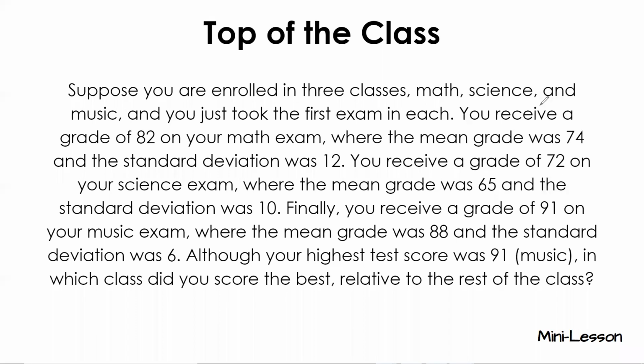So we're going to look at this first one. We're going to look at math and we're going to find the z-score. So we're doing math first. We're going to take what you got on the exam minus the mean and then divide by the standard deviation. So we got 82 minus 74 divided by 12. And that's going to give us 0.67.